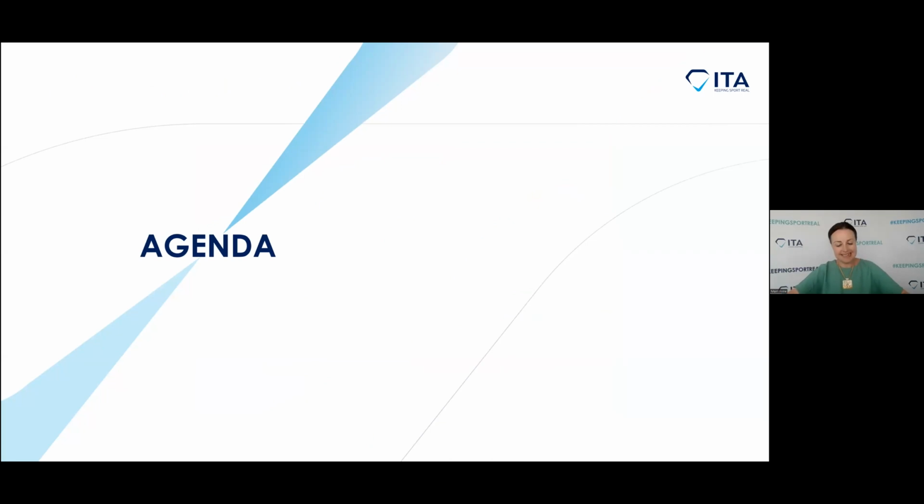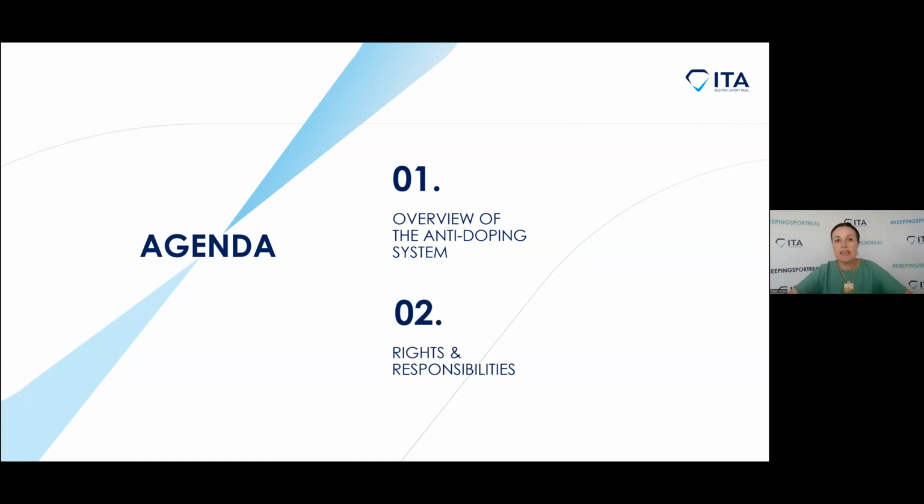So in today's session, an introduction to anti-doping, we will cover the following. Firstly, an overview of the anti-doping system. We will take you through the main players in the anti-doping landscape and talk about their responsibilities. We will also take a close look at athlete rights and responsibilities and provide you with some resources to help you understand your role in anti-doping.